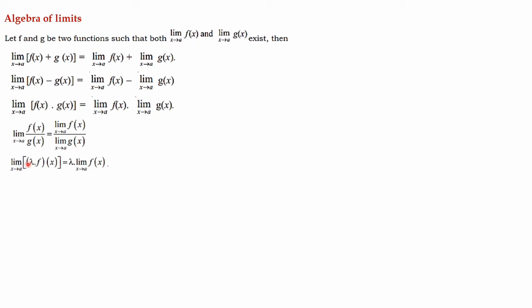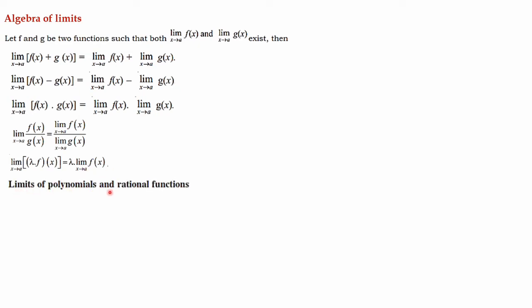Limit x tends to a, lambda into f of x, is equal to lambda into limit x tends to a f of x. Here lambda is a constant. If a constant is there along with the function, then we take the constant separately outside, then apply the limit x tends to a f of x.